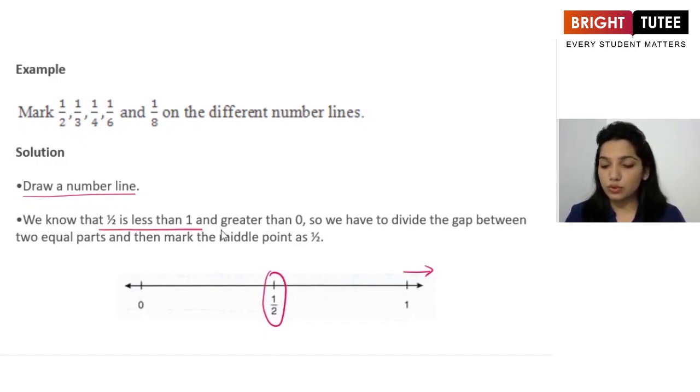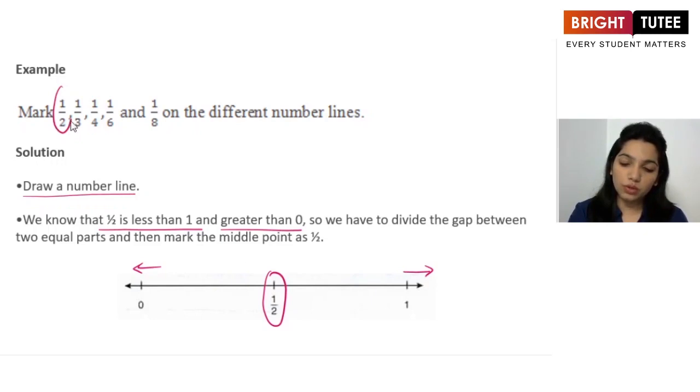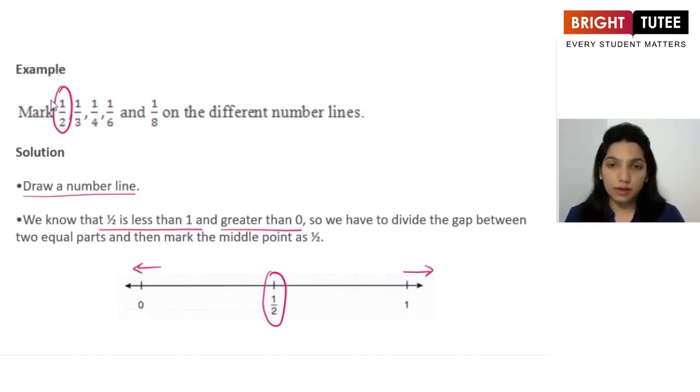But this is also greater than 0, because 0 is sitting on the left side of half. So we have to divide the gap between the two into equal parts and then mark the middle point as half. So what are they telling you? That if you want to mark 1 over 2 on a number line, you divide between 0 and 1 into two equal parts. I hope this makes sense.